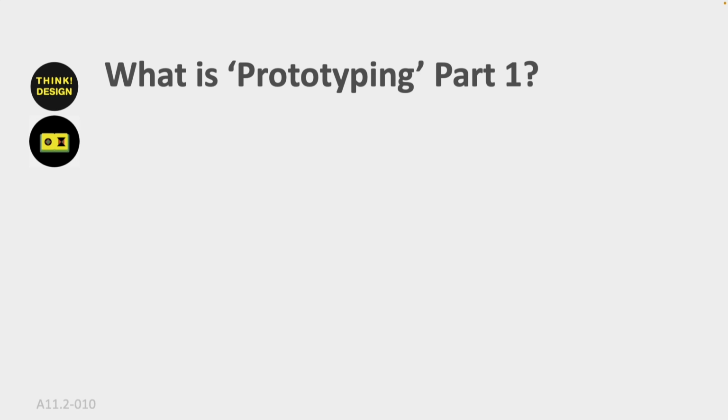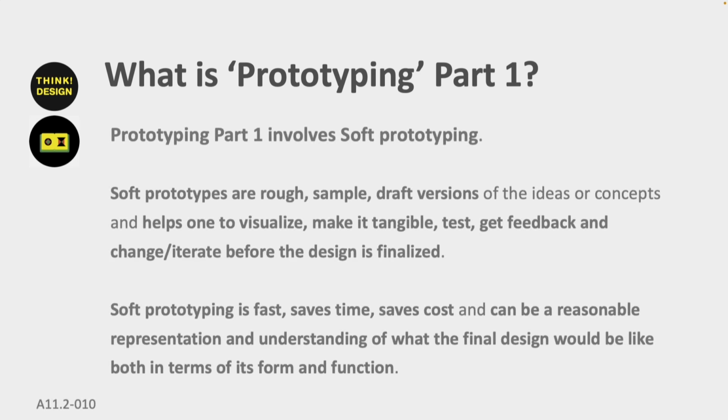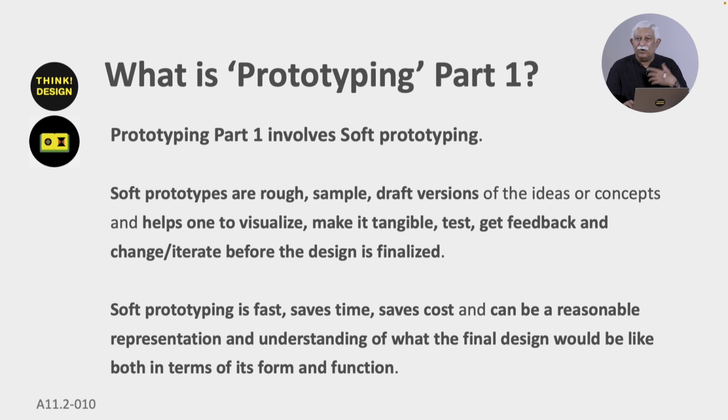So let's look at what is prototyping part 1. It actually involves what we call soft prototyping. Okay, so soft prototypes are very rough sample draft versions of the idea or concepts that you have finalized, and these actually help you to visualize, make it tangible. That means you can feel it, touch it, test it, you can show it to the users and get feedback. And then based on this feedback, you can change and modify it and iterate it before you're very happy with the design and you can finalize it.